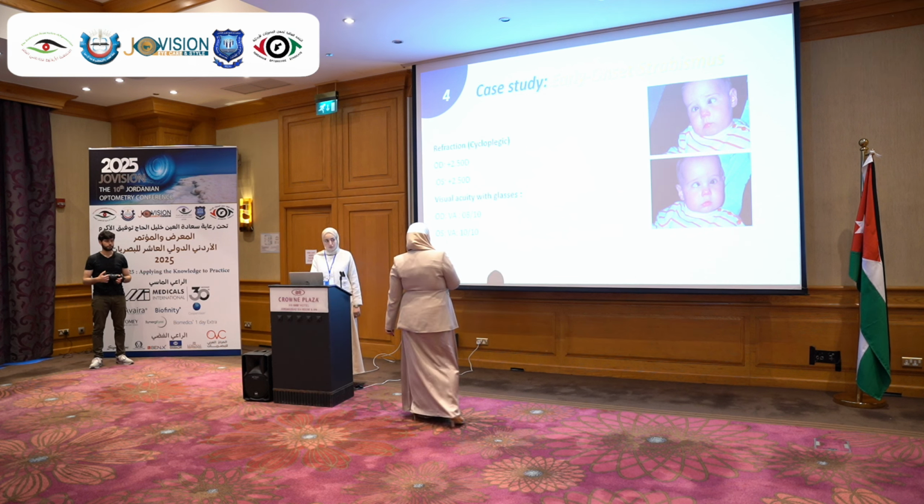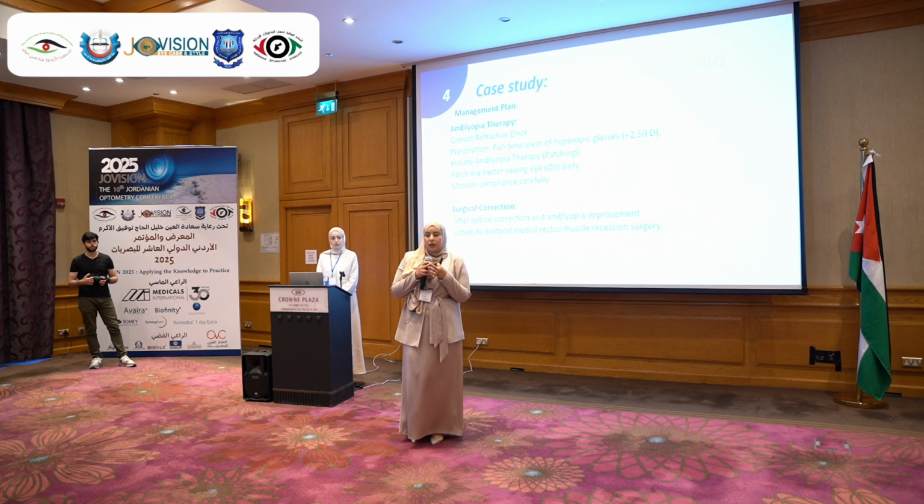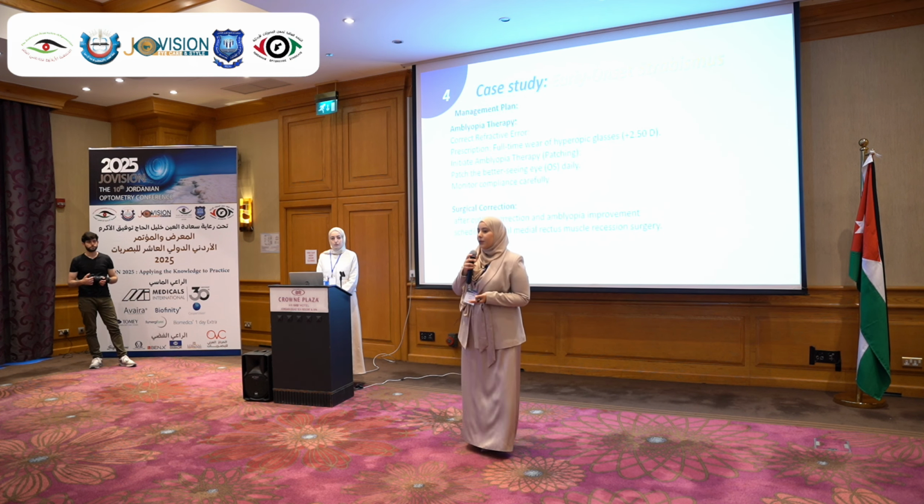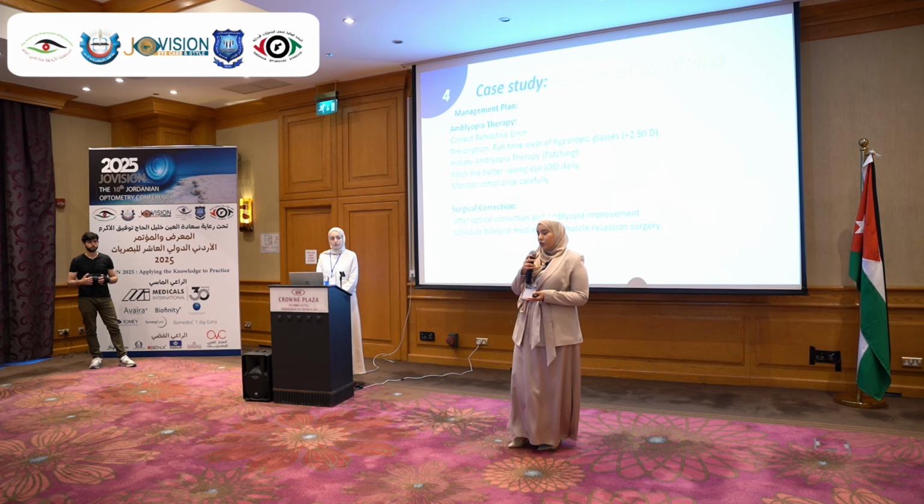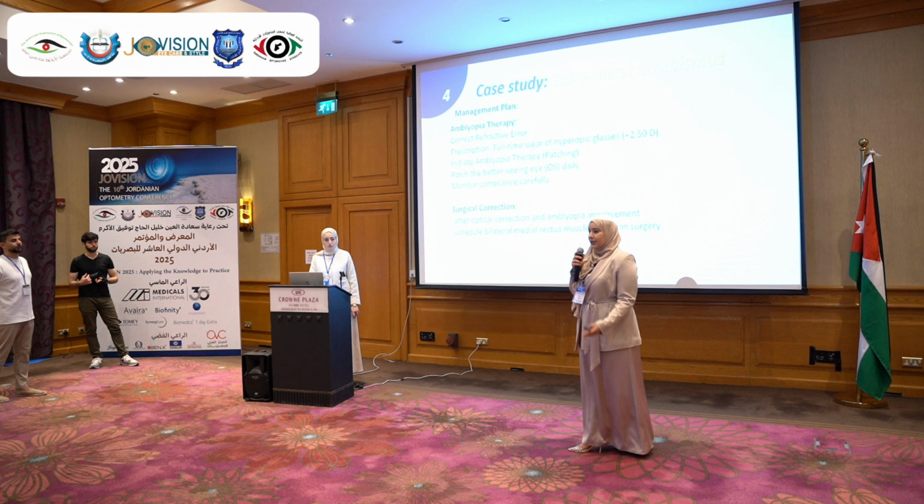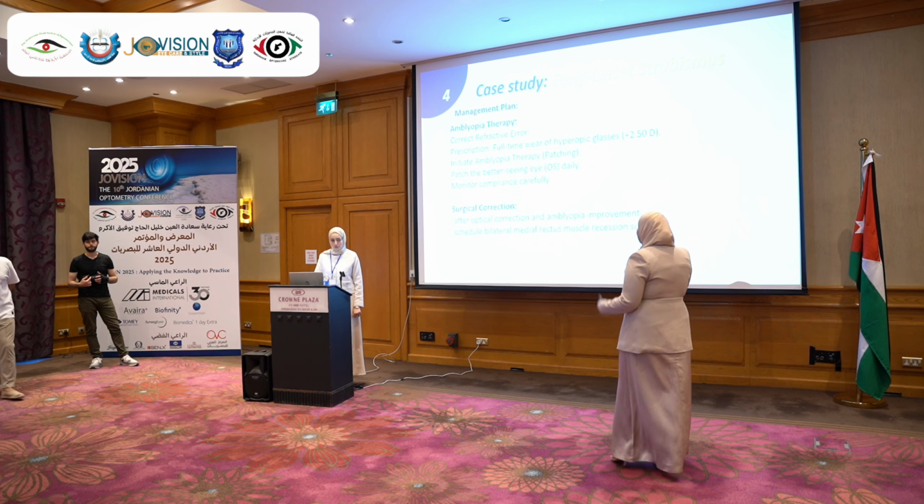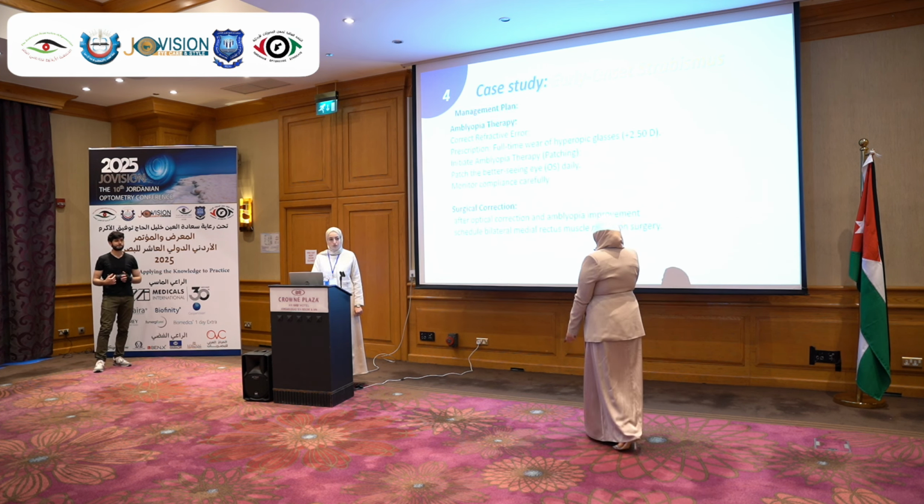So let's summarize what we have. We have a large-angle esotropia, with onset around 18 months. So that makes us think that this type is early onset esotropia in an infant. So we start a management plan, as we know, with amblyopia therapy: we give full-time wear of hyperopic glasses, and start patching the better seeing eye, which is the OS, for 5 to 10 minutes daily. We asked mom to do it. And we started thinking about surgical correction.